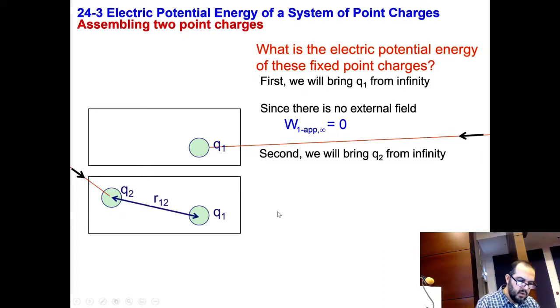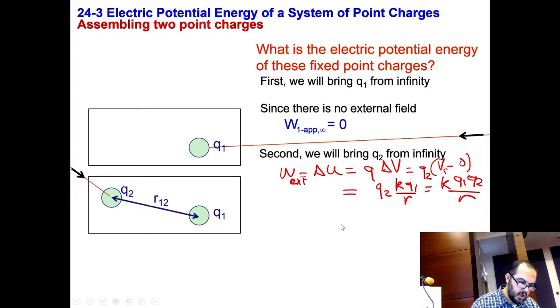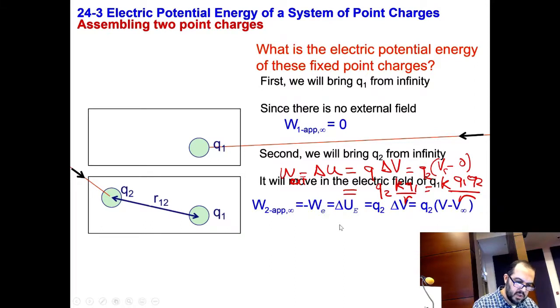And remember we said the external work applied is just equal to delta U, and we can write this as Q delta V. Since V at infinity is 0, we have Q2 times V final minus 0, and V final, we have already done this, is KQ1 divided by R. So we will end up with KQ1Q2 divided by R. So this is the work that needs to be done in order to bring a charge Q2 from infinity.